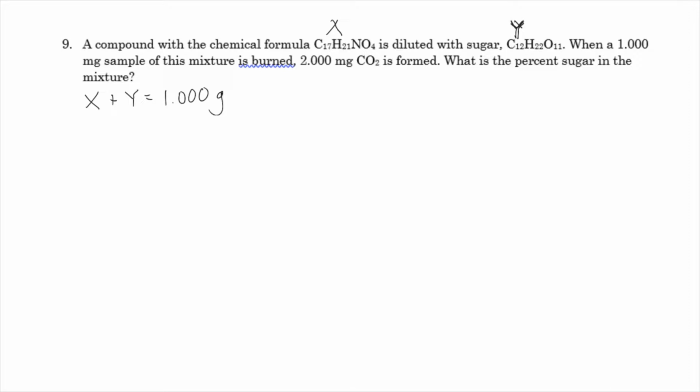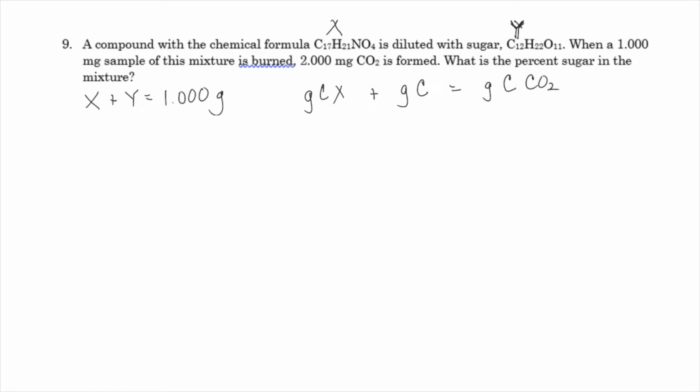The reason is if I convert to milligram now and then convert to gram at the end, the conversion factor cancels out. So it's just easier for me to work with the number 1 rather than 0.001. So I'm just going to put everything into grams. So this is one relationship. The other relationship is the grams of carbon in X, which is the C17H21NO4, plus the grams of carbon in the sugar has to equal the grams of carbon in the CO2. And that number is equal to 2 grams of carbon dioxide.